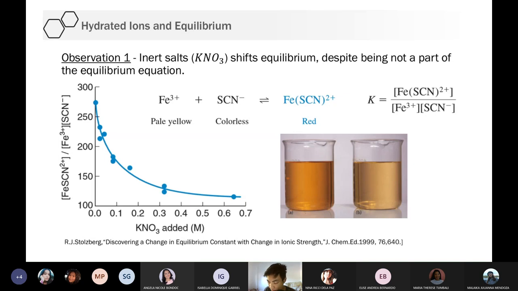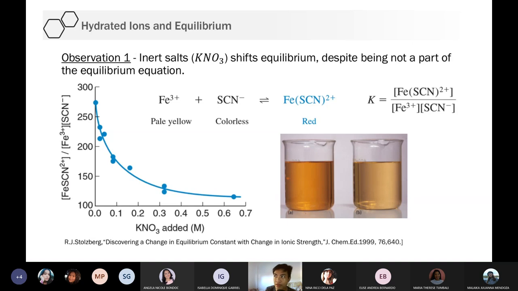So, pag-usapan natin itong unang observation. This was done in 1999 by R.J. Stolzberg. So, ito yung publication niya, Discovering a Change in Equilibrium Constant with Change of Ionic Strength. And that was published in the Journal of Chemical Education in 1999. So, 1 year after ako ipanganak yan, lumabas siya. Okay. So, what happens here? Okay. So, ito yung observation nila.